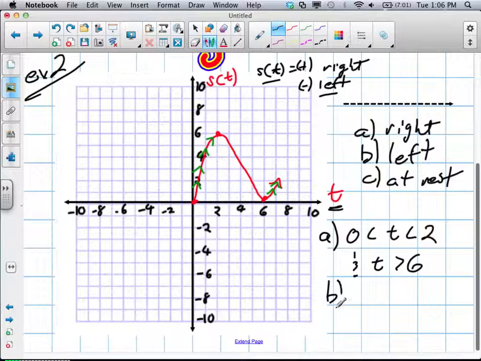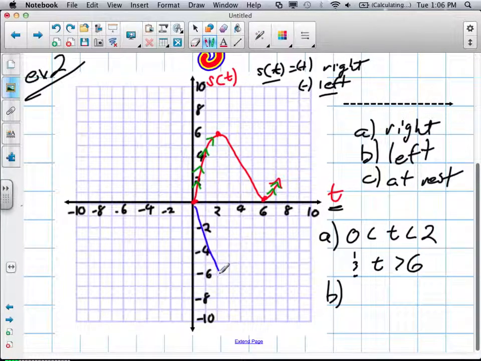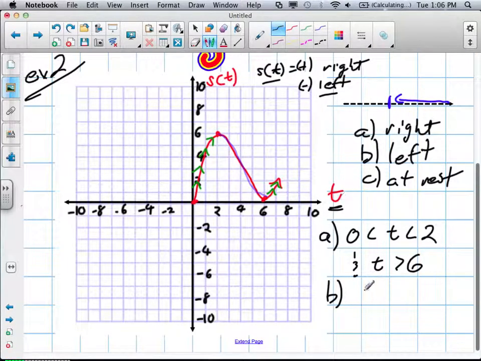B asks us when it's going to the left. Well, when we're heading in a negative direction on S at t, it doesn't mean we're in negative S at t, it doesn't mean down here, because this refers to our starting point. It's just starting here on the line. So if we're on a horizontal line, think of this as the starting point, and it's headed out here. Okay? So it headed to the right. After 2 seconds to 6 seconds, it starts heading back to the left towards where it started. So it is heading to the left when t is between 2 and 6 seconds.